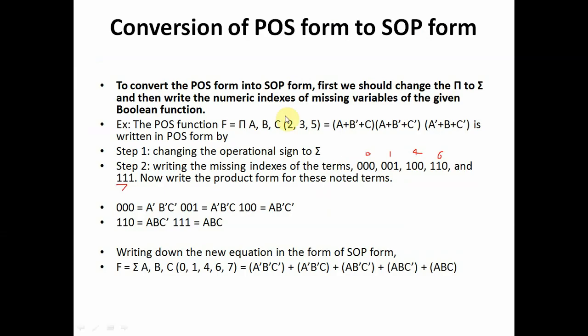Now we will study the conversion of POS to SOP form. In the conversion of POS to SOP form, the first step is to convert pi to summation. In POS form, the present variables are under pi. So pi is converted into summation.